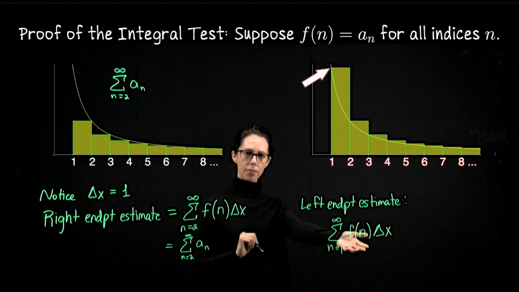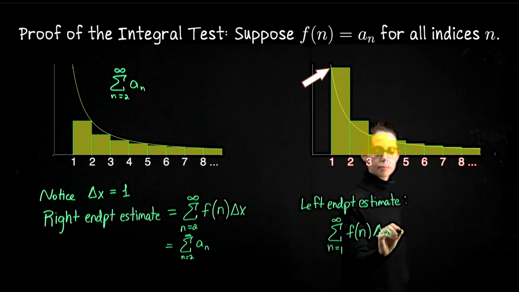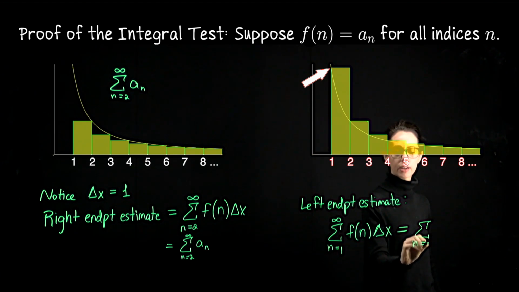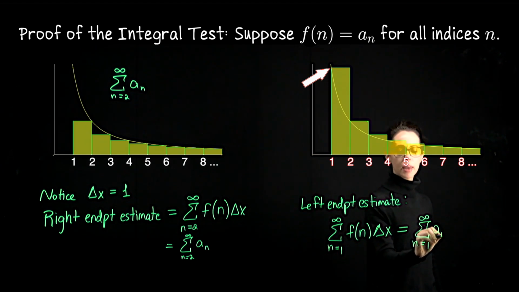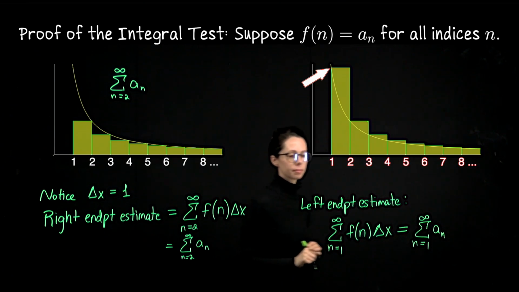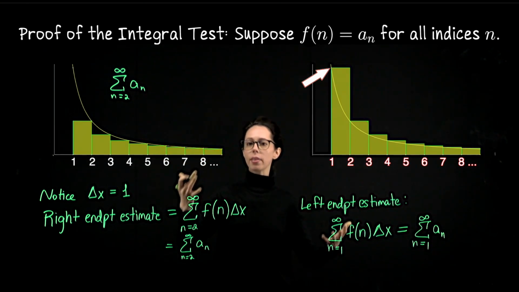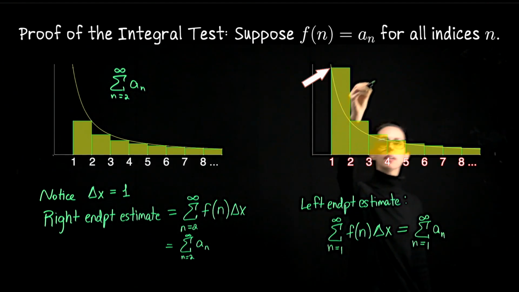Once again, f of n is the series term a sub n. It's what we're adding up. So this turns into the series from n equals 1 to infinity of the terms a sub n times 1. In other words, this is the whole series. This is the series without the first term. So let me add this here.